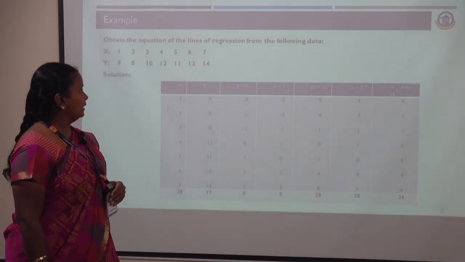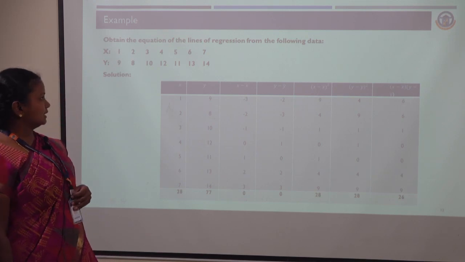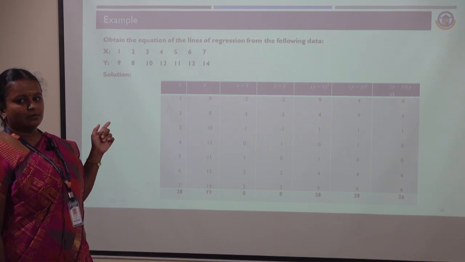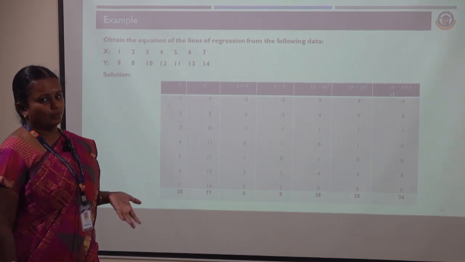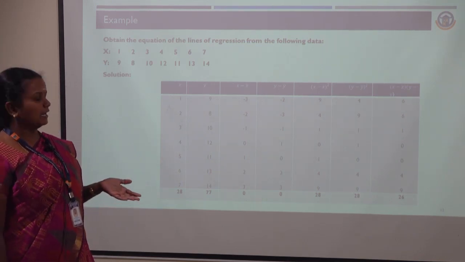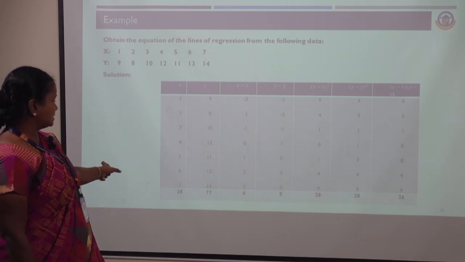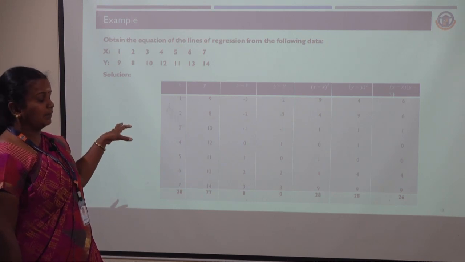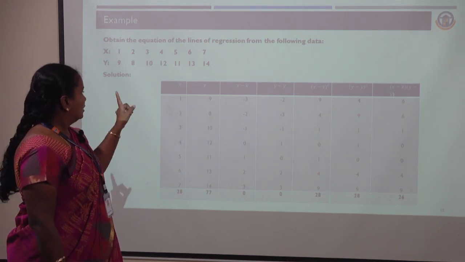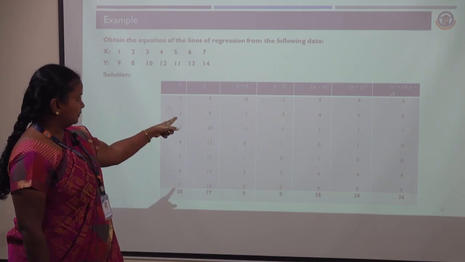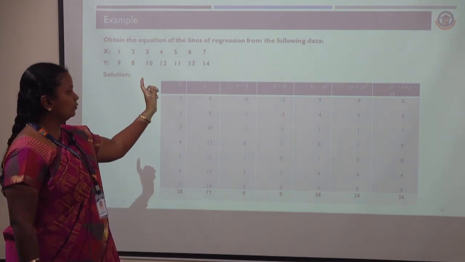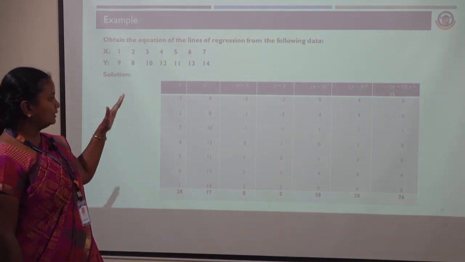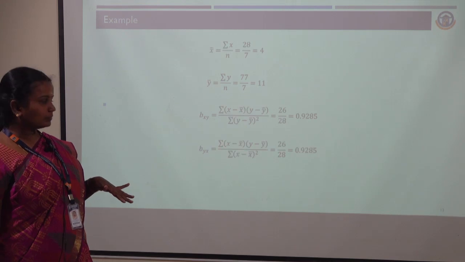Next, for an example, obtain the equation of the lines of regression from the following data. X values and corresponding y values are given. First, calculate x bar and y bar. X bar is the mean of x, y bar is the mean of y. Adding all the x values and dividing by the number of terms, we get x bar. Adding all the y values and dividing by the number of terms, we get y bar. And then we calculate x minus x bar, y minus y bar, x minus x bar whole square, y minus y bar whole square, and x minus x bar into y minus y bar. Adding all the corresponding results.